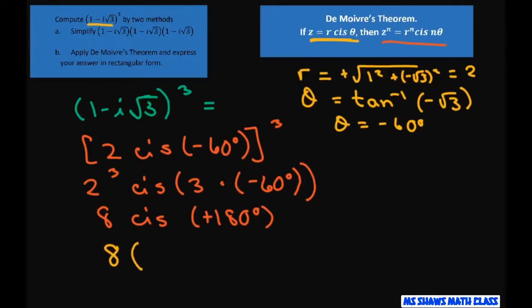Cosine of 180 is -1. Sine of 180 is 0, so i times 0 is 0, which gives you -8, which is what we had before.